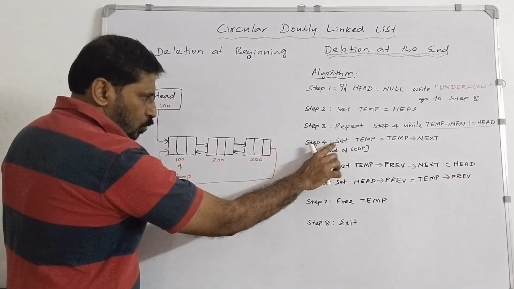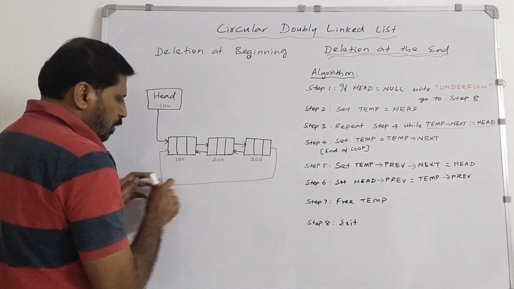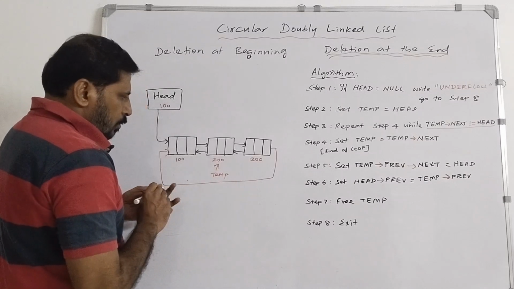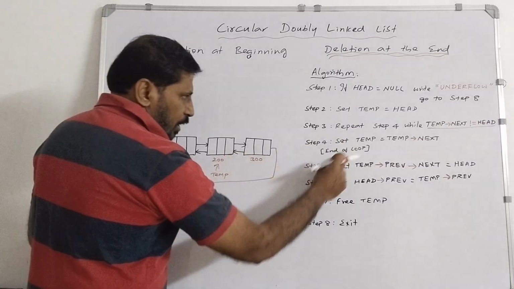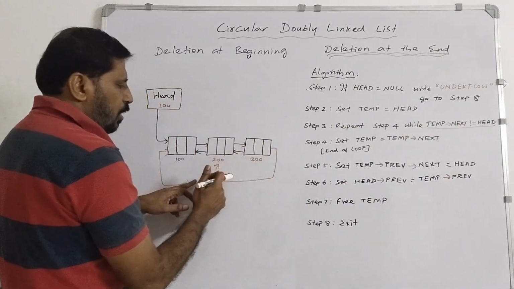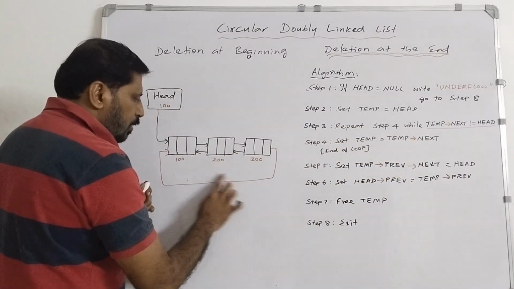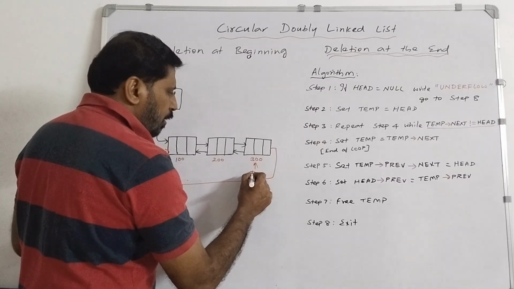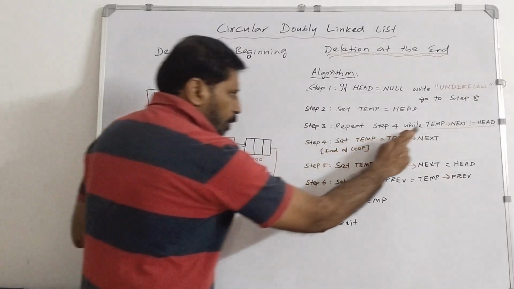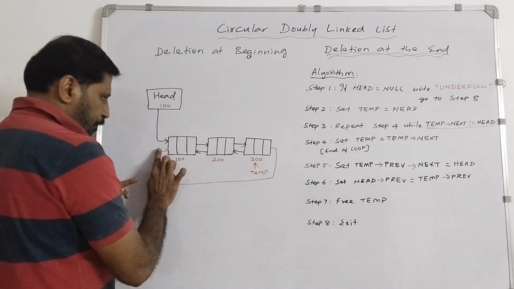The condition is true, which means we execute step 4: set temp equal to temp next. So temp goes here. What is next? Once again we execute the same step 3: temp next not equal to head. Temp next is not equal to head, so we come inside. Set temp equal to temp next. Once again we are incrementing the temp pointer by 1 to the next node. Now we check temp next not equal to head. But here temp next is head.